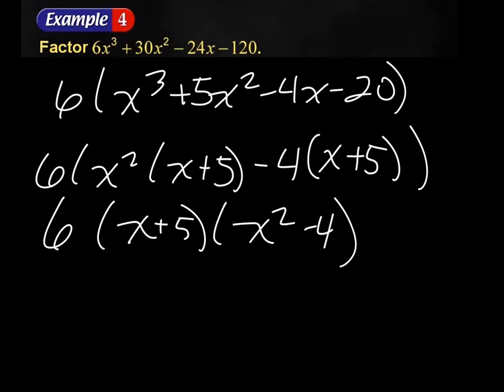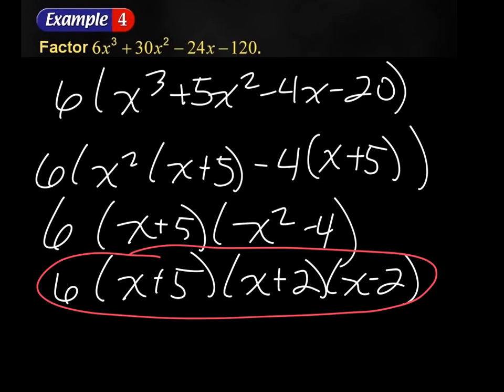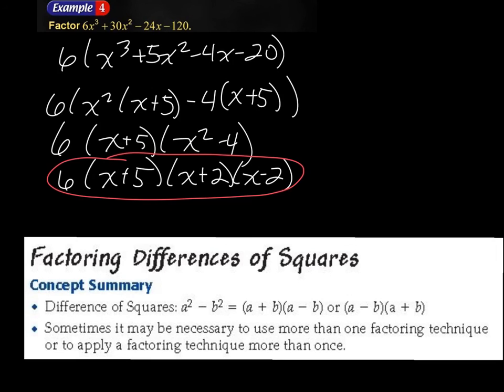Okay, that we've already done before. What's new is, oh look, I still have a difference of squares I can factor here. So I have 6 times x plus 5, x plus 2, x minus 2. And if we took the time, I'm not going to for the sake of time, we could multiply this whole thing back out and get what we started with. Our difference of squares factoring pattern is a squared minus b squared is the same as a plus b times a minus b. And sometimes it may be necessary to use more than one factoring technique or apply a factoring technique more than once in the same problem.